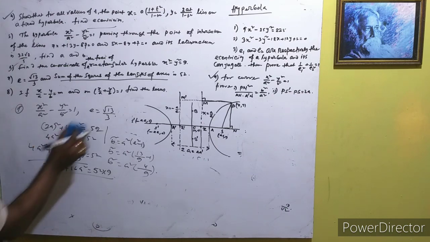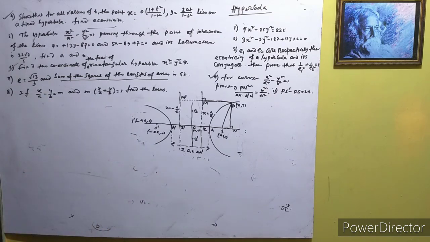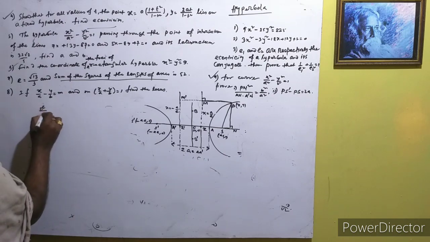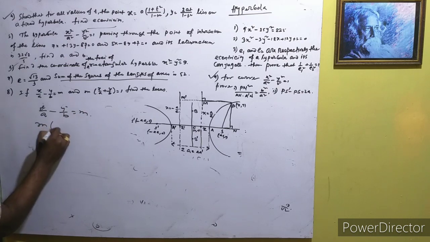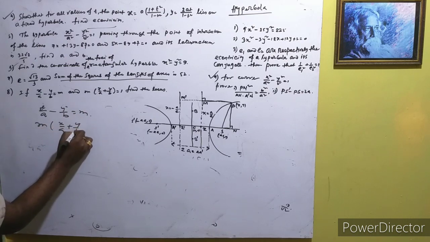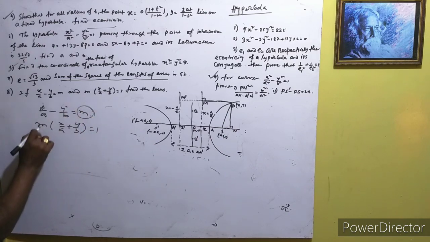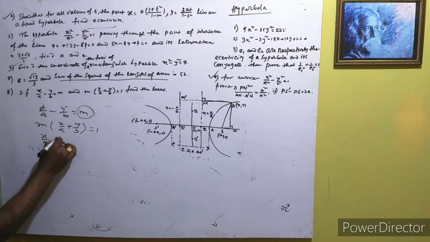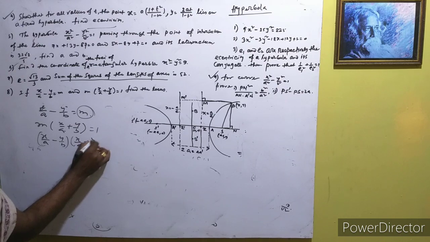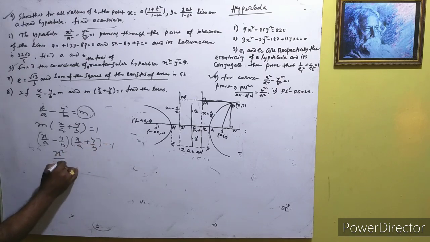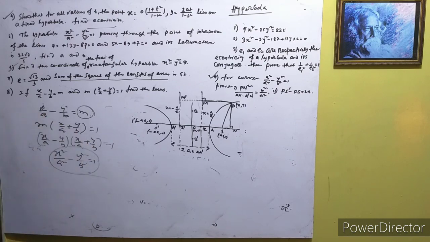And now see, the last question is this: find the locus under the condition that x by a and y by b is equal to m, and the other case is m into x by a and y by b is equal to 1, and put m here. So x by a plus y by b is m, and x by a minus y by b is 1. So we can write here x square by a square minus y square by b square is equal to 1. So this is the equation of a hyperbola.